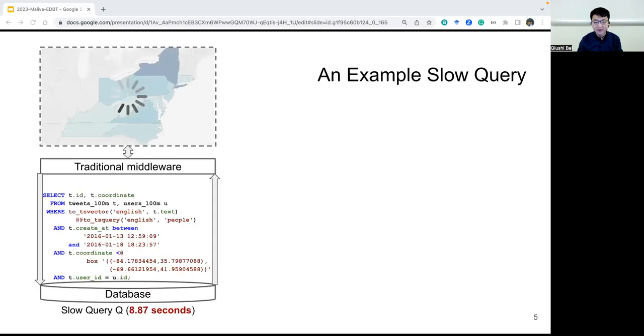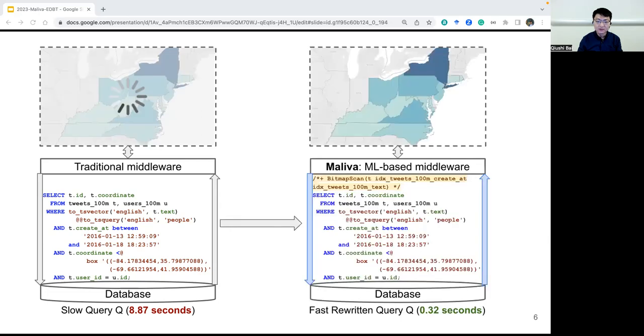For example, in our experiment, this is a real query formulated by the visualization frontend to show a geospatial distribution of tweets that are filtered by conditions on the textual, temporal, and spatial dimensions. We ran this query against a Postgres database that had 100 million tweets, and the query took 8.8 seconds to finish. Interestingly, if we rewrite the original query by adding a hint that asks the database to use the B-tree index on the temporal dimension, together with the inverted index on the textual dimension, the new rewritten query only took 300 milliseconds to finish, which is significantly faster than the original query.